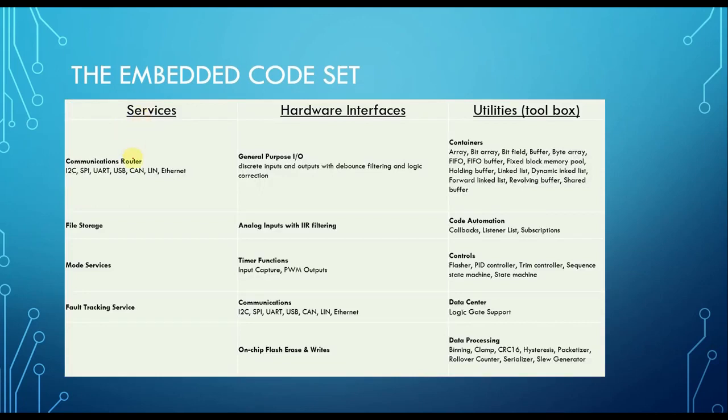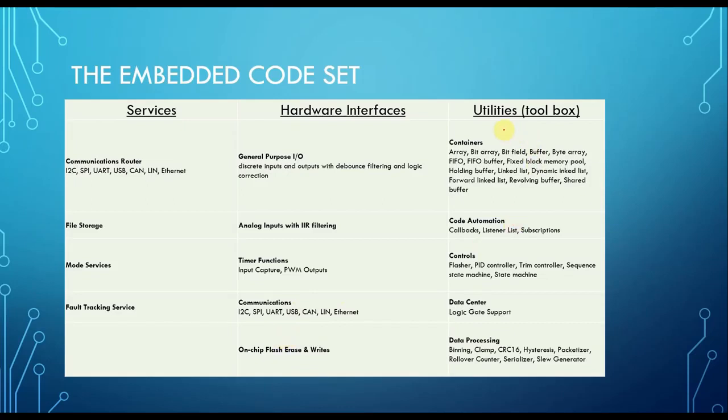In the services block, we have communication support, file storage, which includes wear-out leveling and redundant storage, mode services, and fault tracking service. In hardware interfaces, we have general purpose I/O. This includes debounce filtering and logic correction, analog inputs with optional digital filtering, all of the common timer functions, communication support that includes CAN, LIN, and Ethernet, and on-chip flash erase and writes.